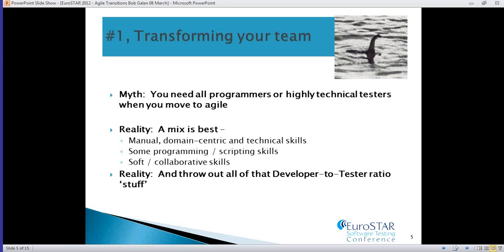A mix of manual, domain-centric testers, folks who really understand the problem domain, the business domain, folks who have fundamental skills when it comes to manual or functional testing. They're not automation experts. They have some technical skills, so they can go in and inquire. They have some SQL skills, for example, and they could look at results in databases, but they're not ostensibly programmers.